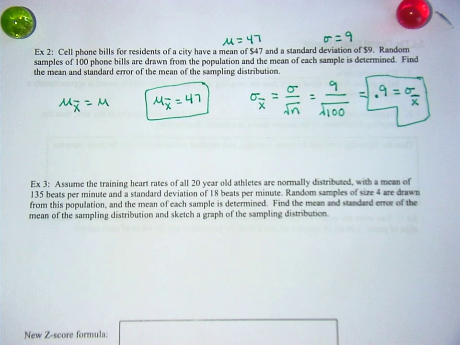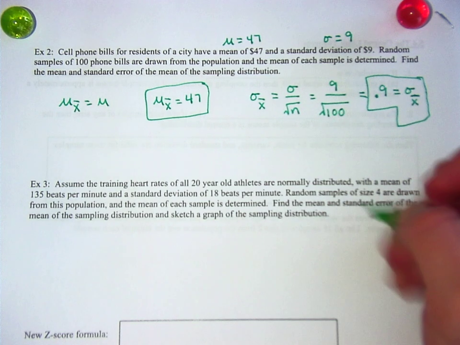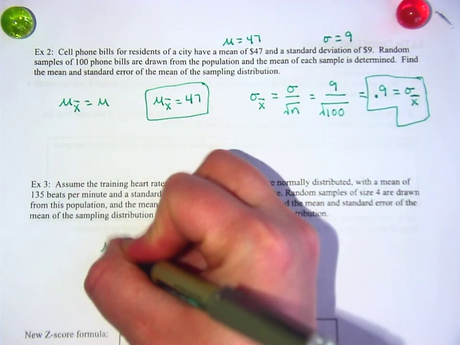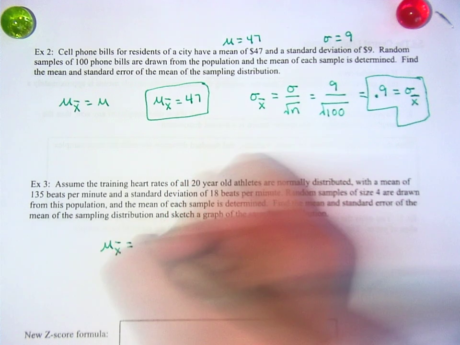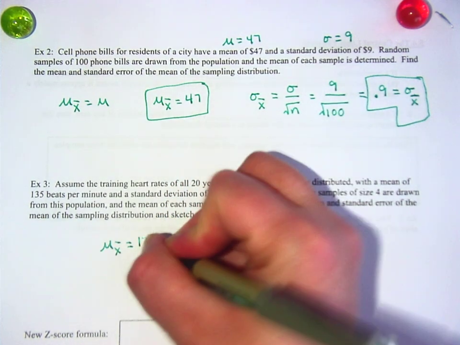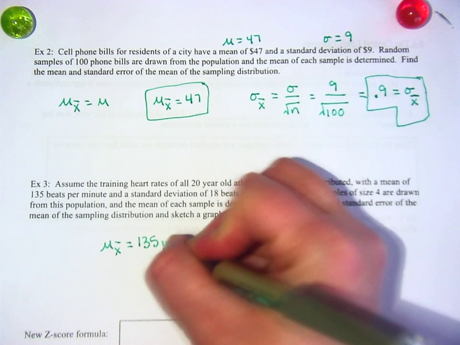Assume the training heart rates of all 20-year-old athletes are normally distributed, with a mean of 135 beats per minute and a standard deviation of 18 beats per minute. And then we start taking samples of size 4 from this population, and we find a mean of each sample. Find the mean and the standard error of these. All right, so the mean of the means is what? Still the same, still 135 BPM.